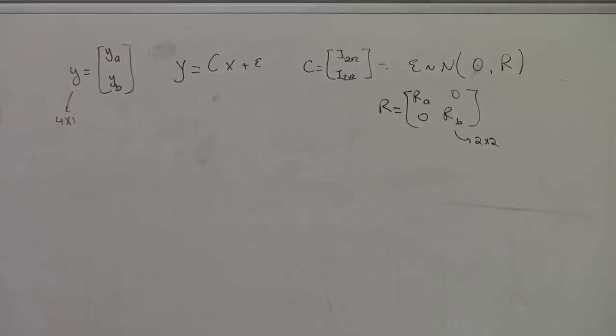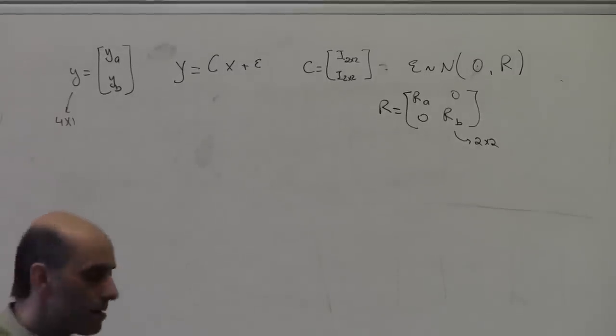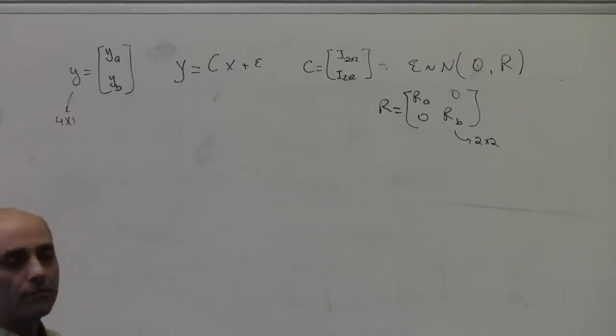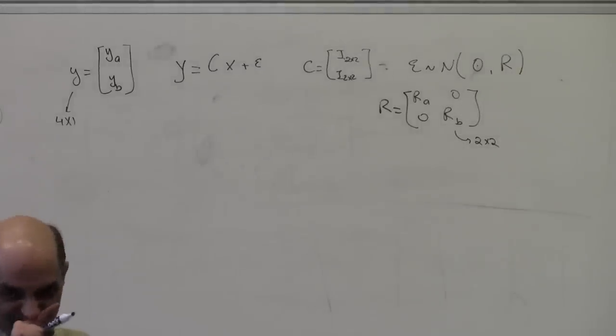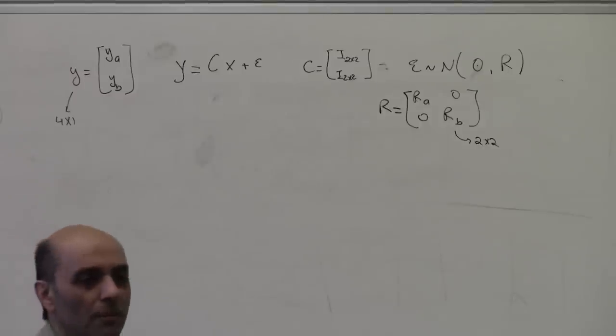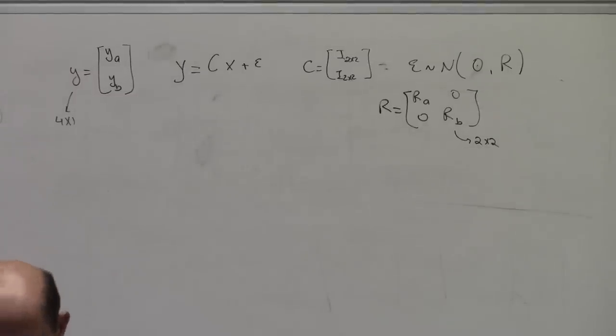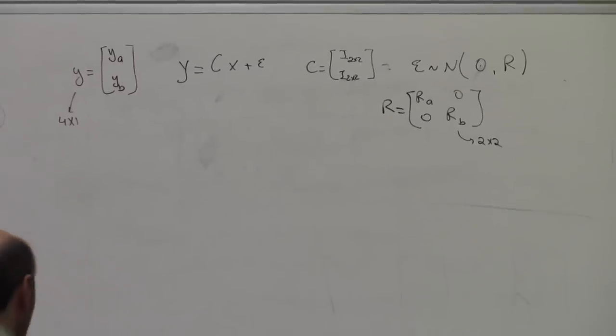Let me stop, make sure we understand what the problem is. Does that mean RB is a 2x2 matrix? Or R? Yep, it's a 4x4. Okay. This is a two-dimensional problem, that's all. All right.